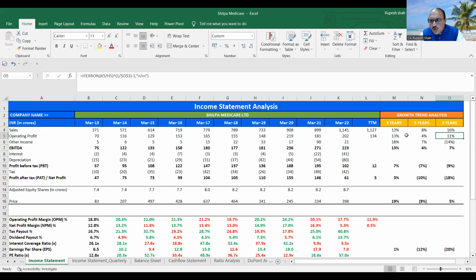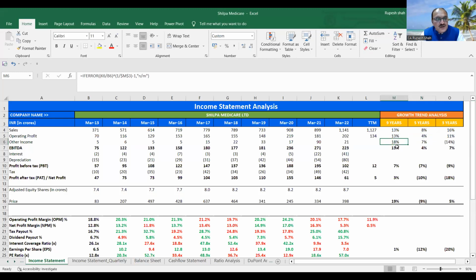Now, this is okay, more or less, you can say 11, 13%, but in 5 years, it has drastically gone down. Now, that gives me an impression of volatility. That we are at 11-13% growth, okay, but in 5 years 4% growth, why so much down? One needs to see in this year what went wrong, right? That is very important to understand.